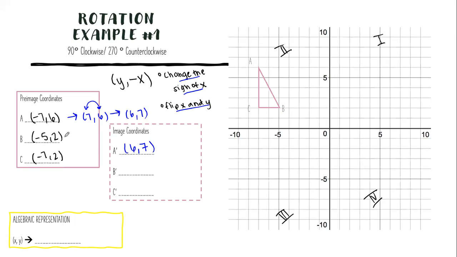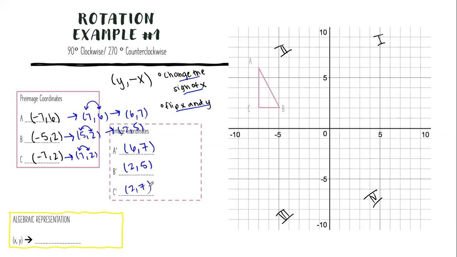So looking at B, the rule is y, negative x, meaning change the sign of x. So -5 will be +5, and then flip x and y to get 5, 2. Okay, so then you would grab those points. So on C, just for the recording, let me state it. We're going to change x, so -7 will be +7, and then we're going to flip x and y, so it will become 2, 7.